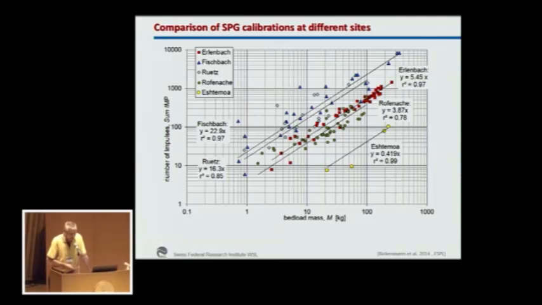Here you see a comparison, a similar representation of number of impulses of the Swiss plate geophone system against bedload mass. And you can see that for a number of streams, we also obtain fairly good linear calibration relationships.